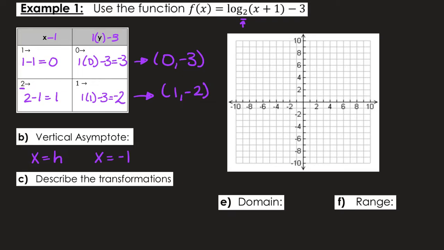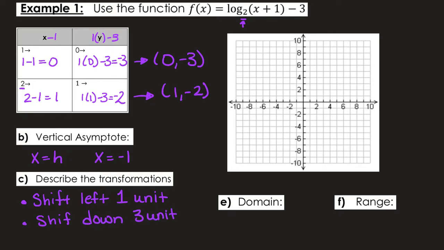Describe the transformations. I like to go from left to right when I'm describing the transformations. So out front, there's no a value that's going to make a change. So then we're going to go to our h, and our h value has a +1, meaning that we have a shift left 1 unit. And then we're going to shift down 3 units because our k value is -3.